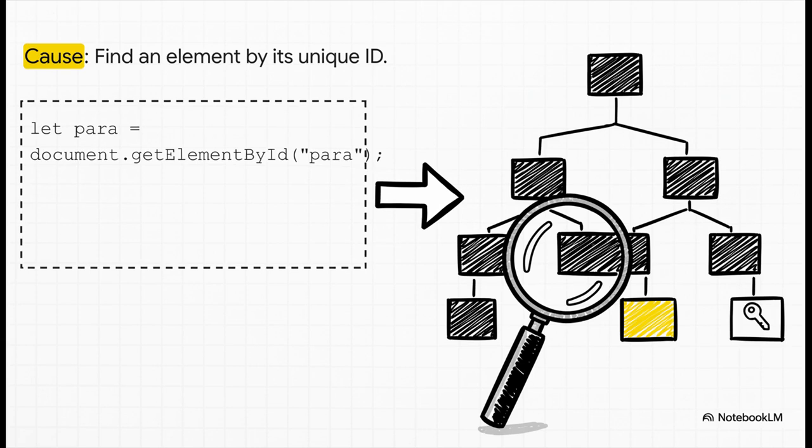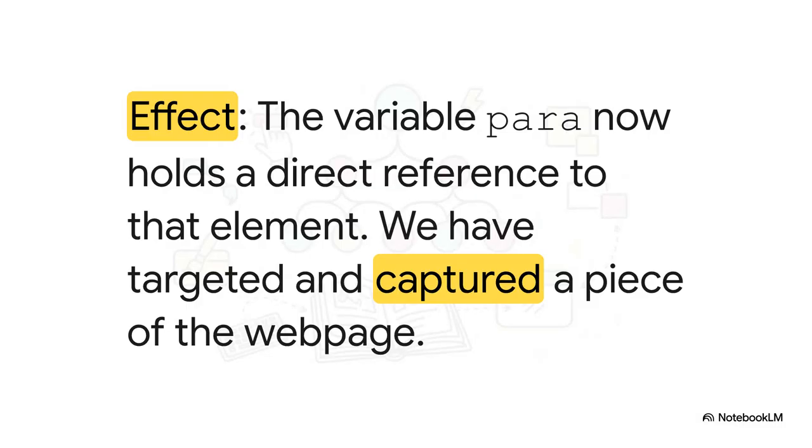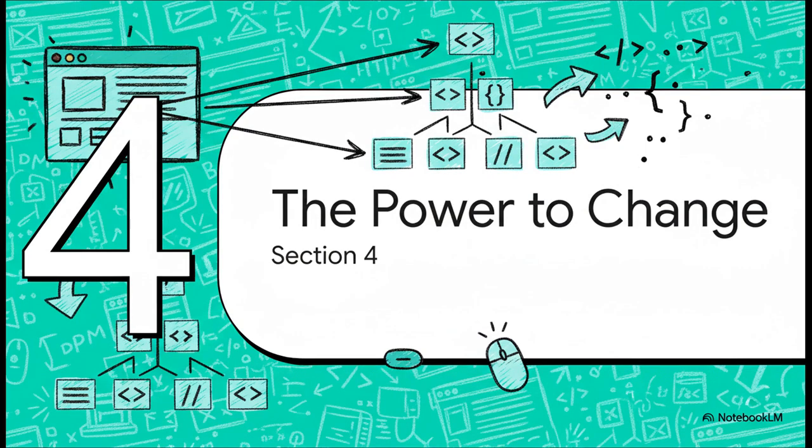We're telling the document, hey, go search through that entire DOM tree and get me the one element that has the ID of para. And here's what happens next. After that code runs, the variable we made, para, isn't just holding a copy of the text. Oh no, it's holding a live, direct reference to that actual paragraph node in the DOM tree. We've effectively reached into the web page, targeted a very specific piece of it, and captured it in our code, ready to be changed.